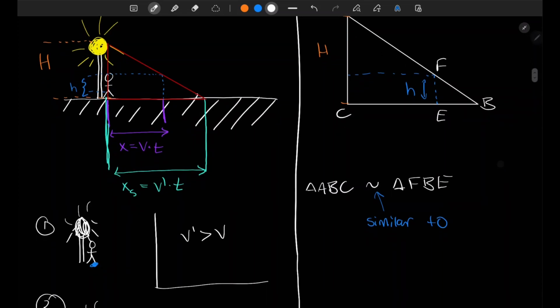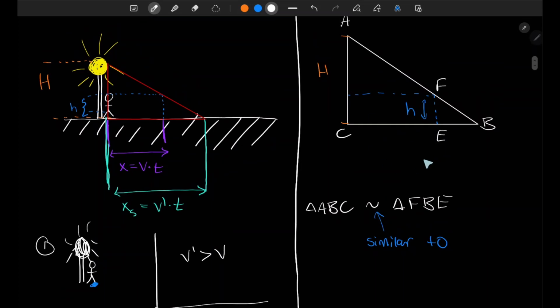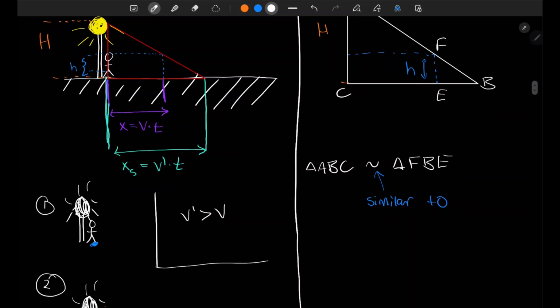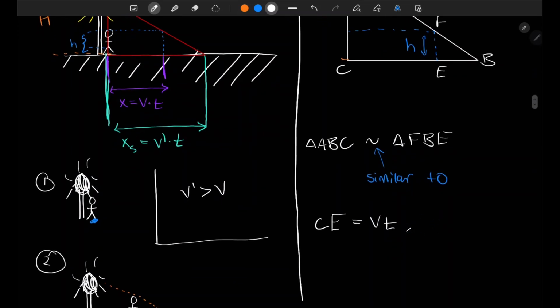Now, going over to the geometry side of things instead of the physical picture, we see that the distance CE, so the side length CE, that's a length, but we define that length as x, so that length is really equal to VT. And, moreover, the side length CB is equal to what? That's the side length of this entire red triangle, so that's XS. So that's equal to V prime times T.